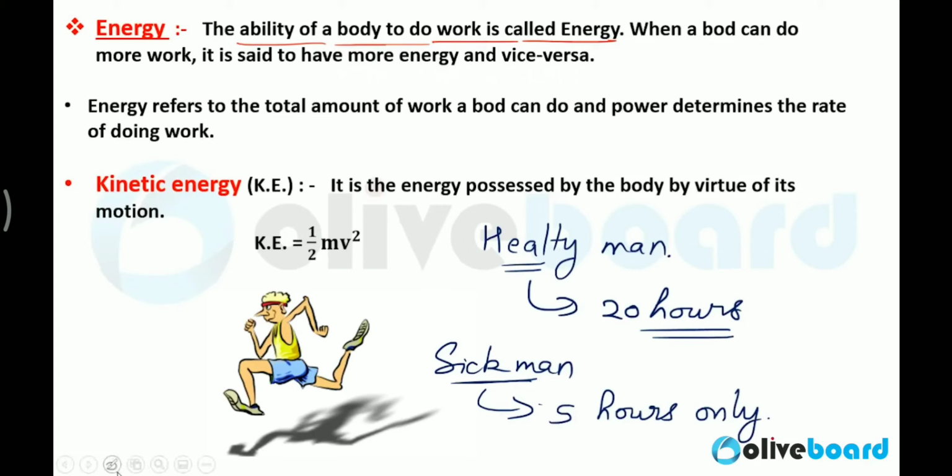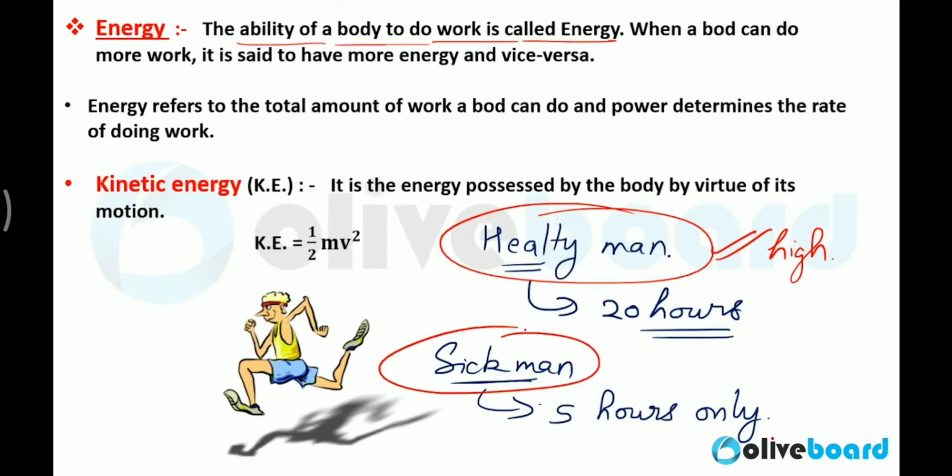So whose energy is greater? The energy of the healthy man, because his ability to perform any work is very high in comparison to that sick man, clear? So basically, what is the definition of energy? The ability of a body to do work, how much that body is capable of doing some work, this is called energy, clear? When a body can do more work, it is said to have more energy, like the healthy man, and vice versa, like the sick man, clear?